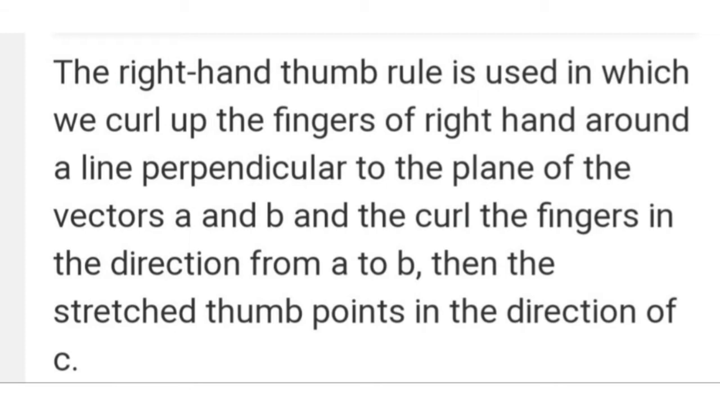In right hand thumb rule, we curl up the fingers of right hand around a line perpendicular to the plane of vectors A and B, and curl the fingers in the direction from A to B. Then the stretched thumb points in the direction of vector C, which is vector A cross vector B.